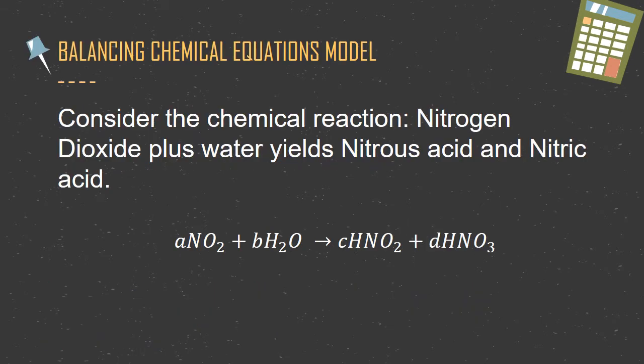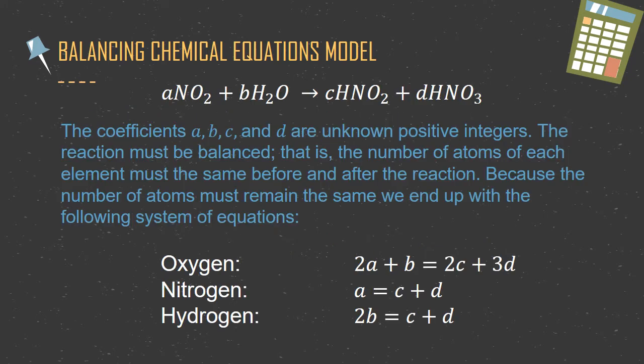Balancing chemical equations model. Consider the chemical reaction: nitrogen dioxide plus water yields nitrous oxide and nitric acid. So we have nitrogen dioxide plus our water, which is H2O, and yields nitrous oxide and nitric acid. We'll label those A, B, C, and D. The coefficients A, B, C, and D are unknown positive integers. The reaction must be balanced. That is, the number of atoms of each element must be the same before and after the reaction.